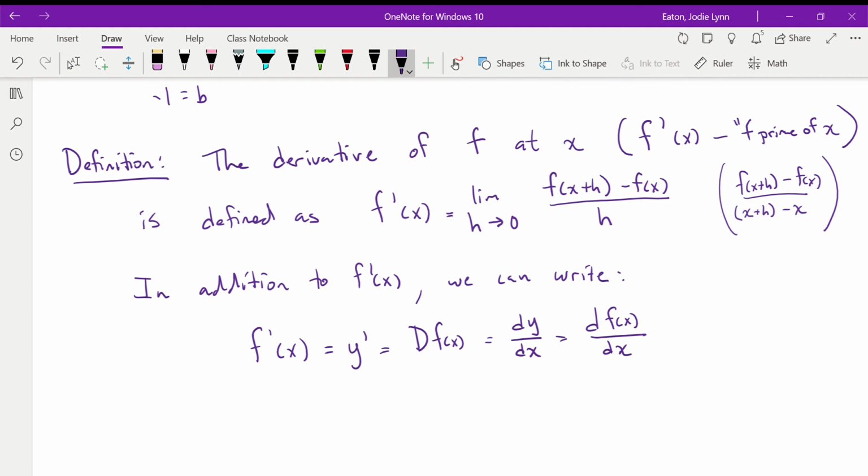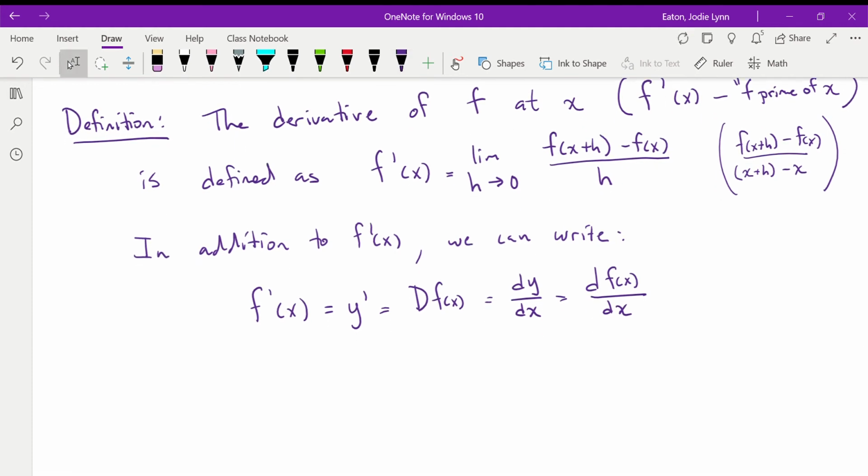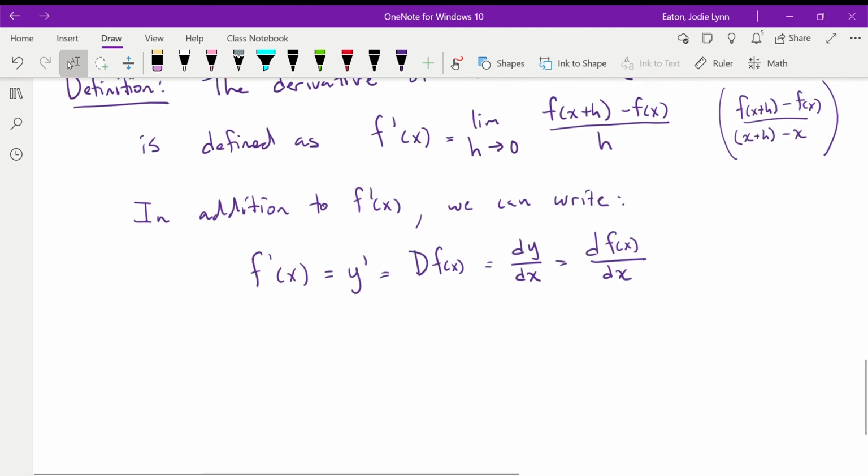Okay, just a note that dy dx is not a ratio, so you can't just unpack it and treat it like a division problem. It doesn't work that way. It is a notation. Historically, the f prime of x is used in some cases.